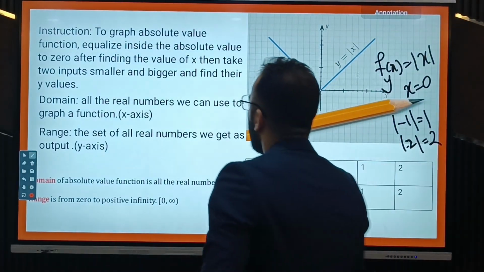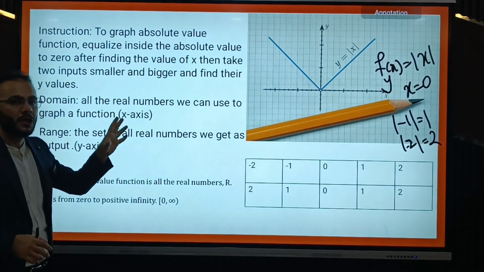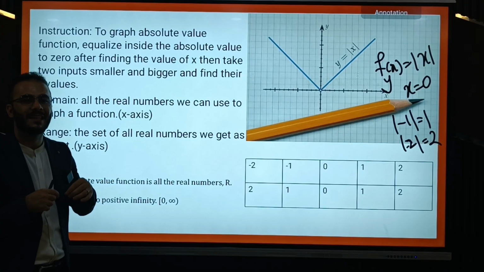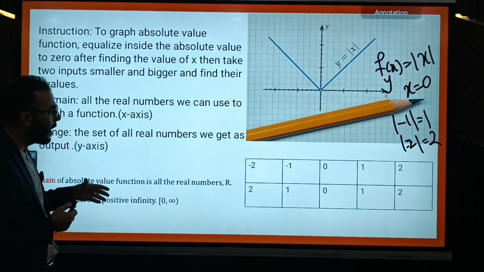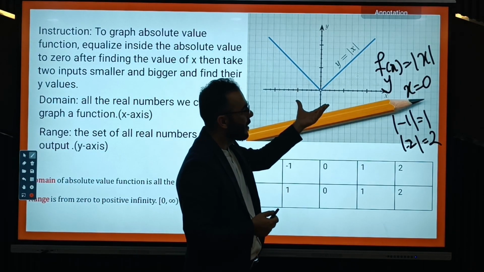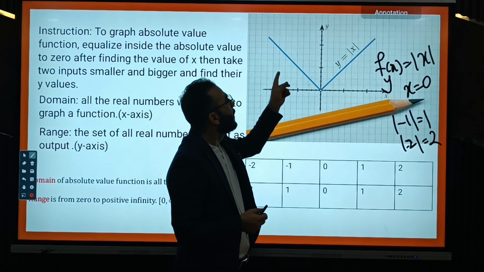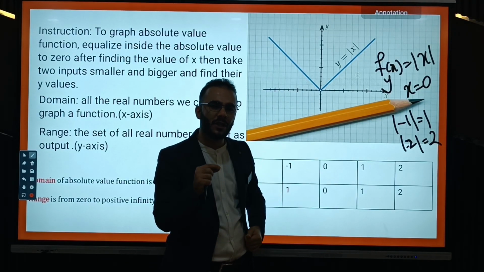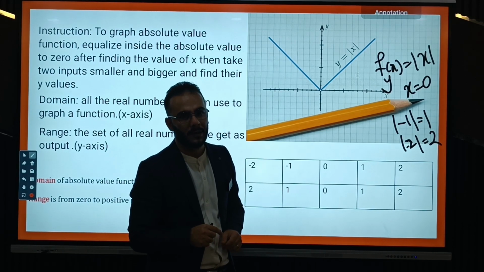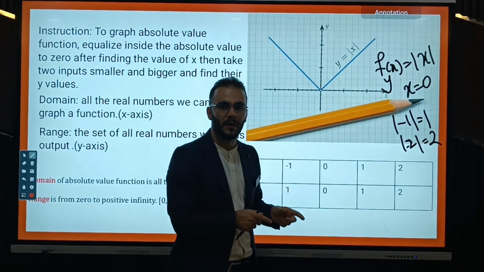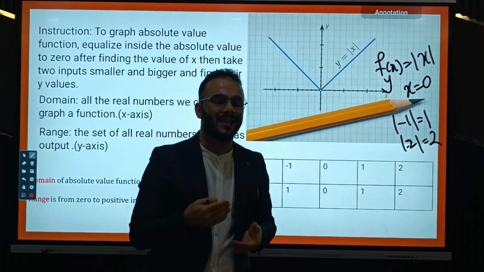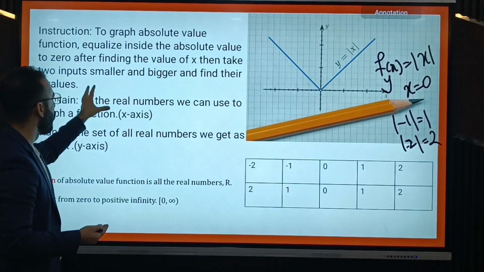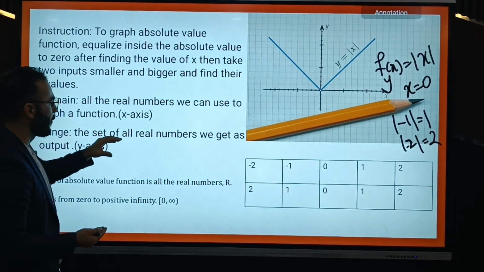We will measure the domain of a function according to the x-axis. What values can the function get as an input? Based on the graph, clearly we can decide. On the x-axis, we can take every single value that we have in the real numbers. Everything can go inside the function. Therefore, we are going to claim that the domain of the absolute value function is all the real numbers, which is R.